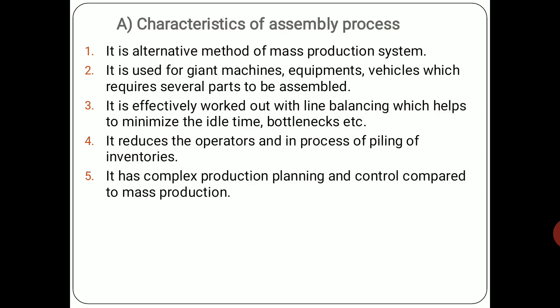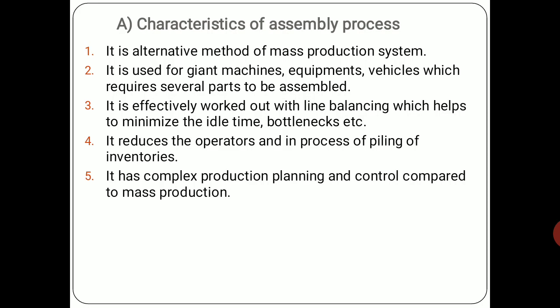Now how is this assembly line or repetitive process characterized? Number one, it is an alternative method of mass production. When you want to have some mass production done, you can go with the product line also, the product process also, means one by one the product gets converted from raw materials into semi-finished, gets more polished at the further stage, and then at the end you have the finished product. That is one way of producing in mass, right?